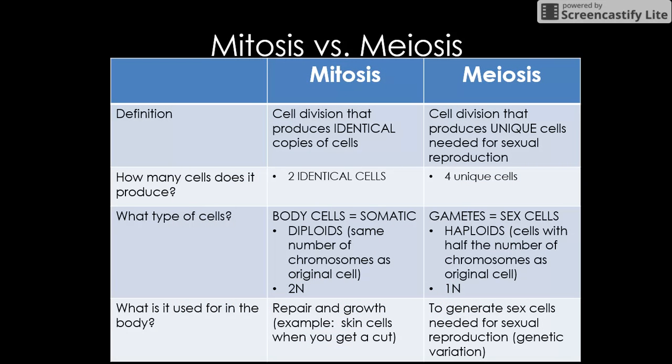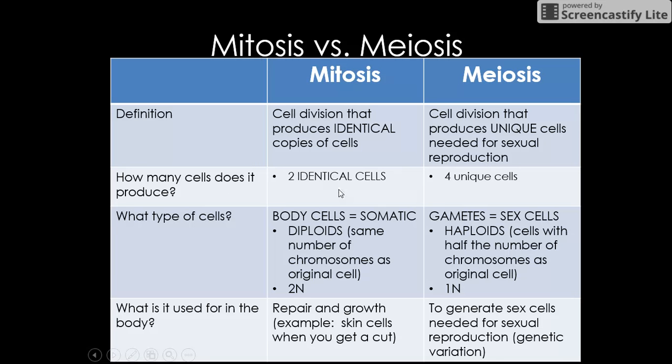Okay, mitosis, meiosis, our lovely cell division. You have a chart in your packet that you need to fill out to remember these. Key thing, mitosis is cell division that produces identical copies of cells. Meiosis, think meiosis creates me. It creates unique cells needed for sexual reproduction. Meiosis creates me.